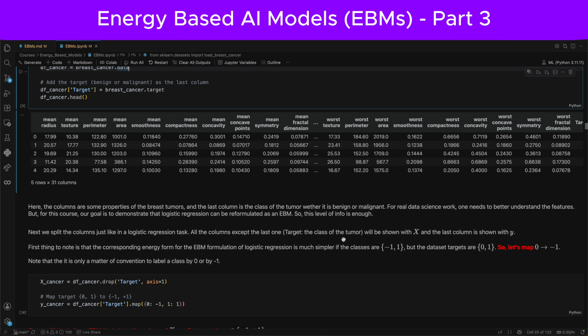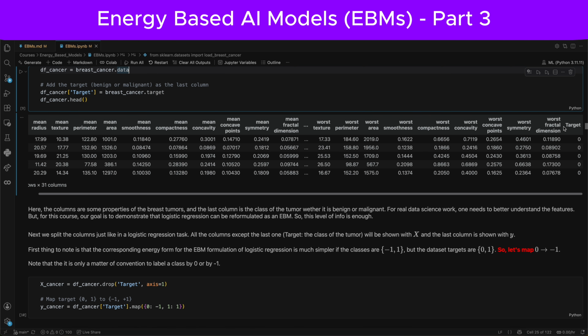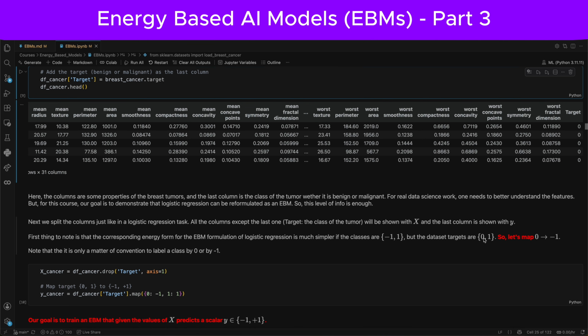So let's move on. In the next step, we split the columns. All the columns except the last one will be denoted with capital X, and the last column, which is the class of the tumor, is denoted with Y. In this dataset, one of the tumor classes is labeled 0 and the other is labeled 1. Since class labels are just a matter of convention, and since the energy form for the EBM formulation of logistic regression is much simpler if the classes are -1 and 1, we replace 0 with -1.